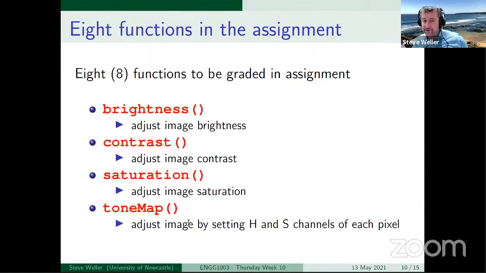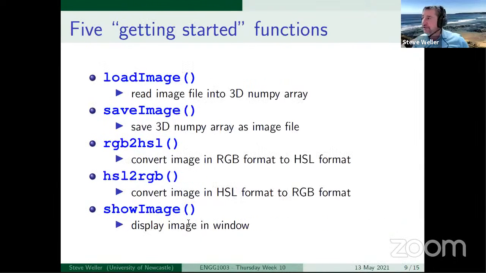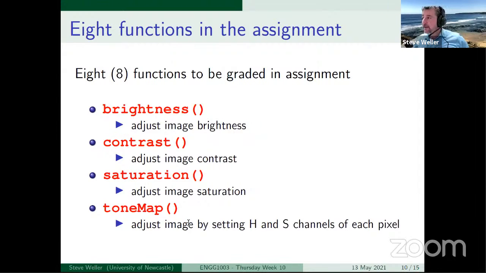Things like brightness, contrast, saturation, tone settings for images. They're all processes that are most easily done in the HSL space. So you'll be taking brightness. You'll be able to test your code by taking an RGB image, converting it to HSL space using a function that you've written, adjusting the brightness, and then moving back to RGB for display. So they're the first 4: brightness, contrast, saturation, and tone.